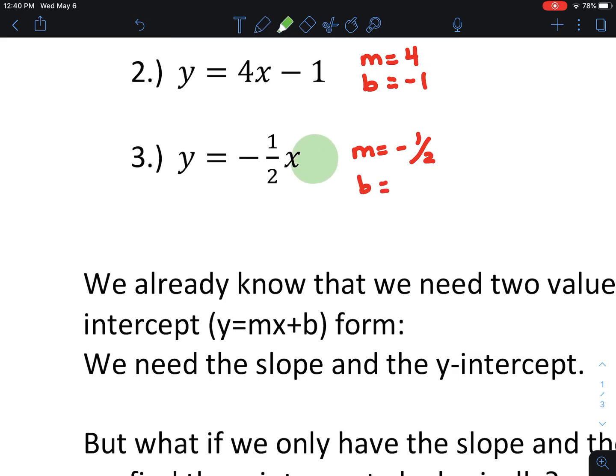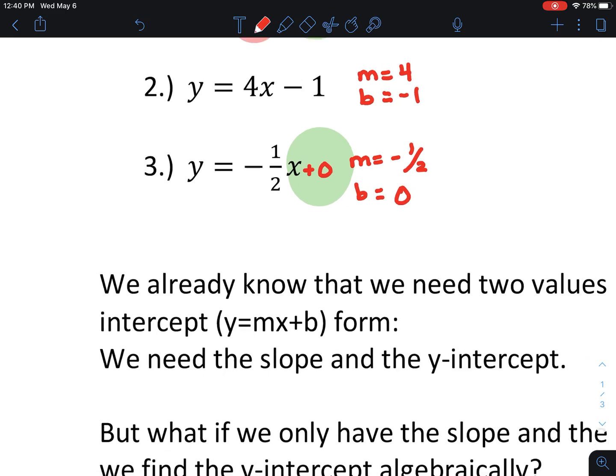Did you notice that there's nothing added or subtracted after the x? That's because the value of the y-intercept in this case is equal to 0. And when it's equal to 0, we do not have to write it. So the y-intercept in this case is equal to 0, okay? So when you see nothing added or subtracted at the end, that means the y-intercept of that line is equal to 0.